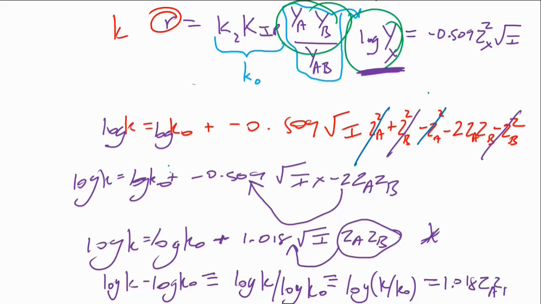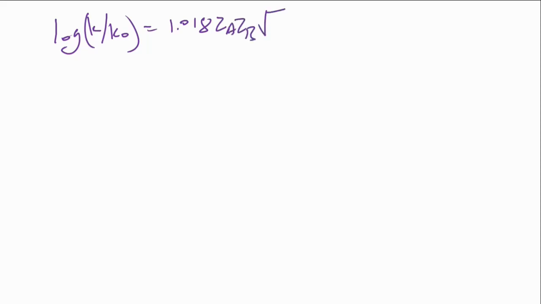ZA ZB root I, right? Now in terms of the application of this expression, let's see how we can apply this. Now what it means. I write both expressions. I write the one that says log k over k naught is equal to 1.018 ZA ZB root I. And I'll also write the other one.